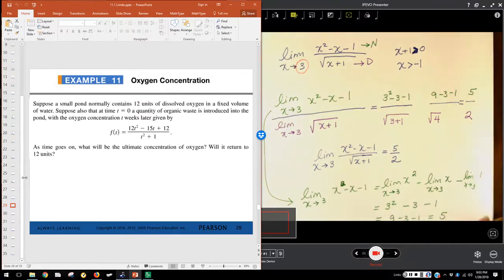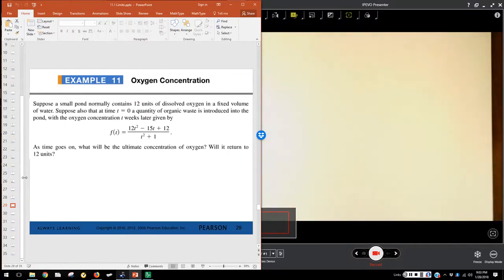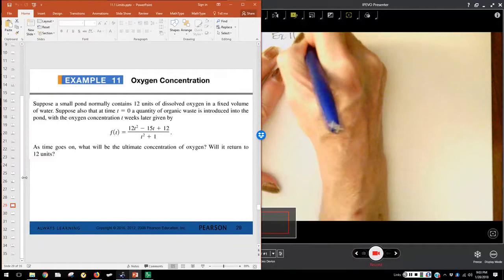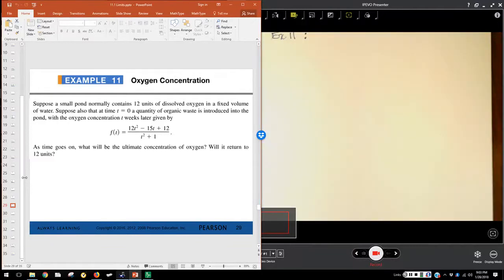So example 11, we're actually talking about an applications problem where limits are used, and it says that we have a small pond normally contains 12 units of dissolved oxygen. And it's in a fixed volume of water. So at time t equals 0, we have a quantity of organic waste entered into the pond, and the oxygen concentration is given by f of t equals 12t squared minus 15t plus 12 over t squared plus 1.